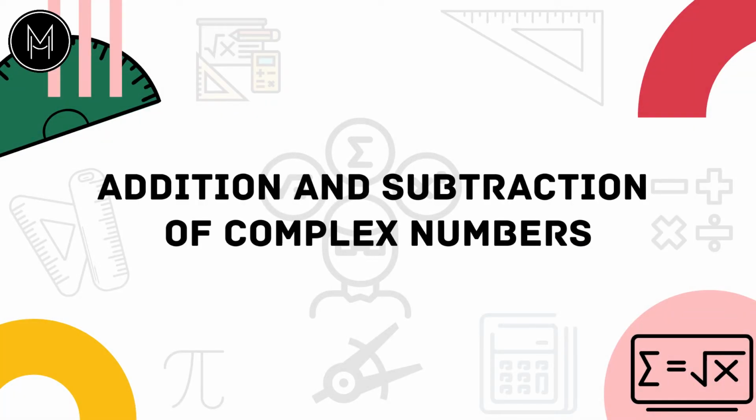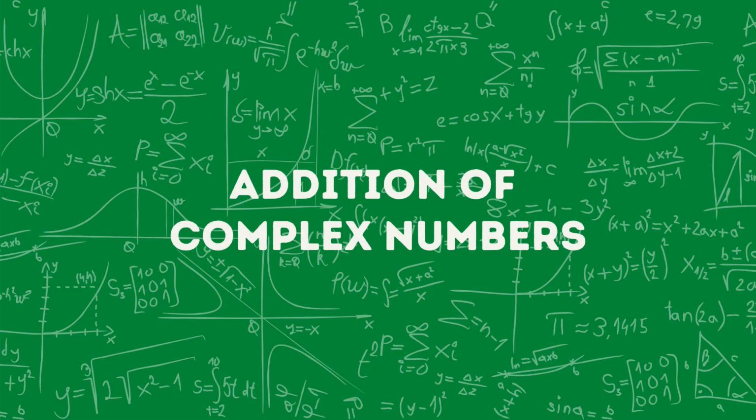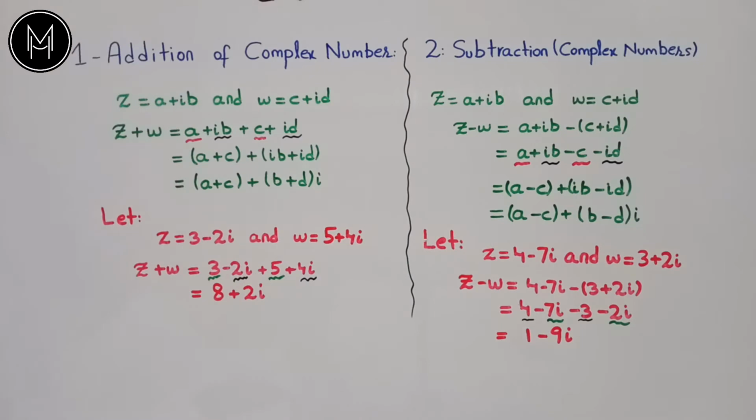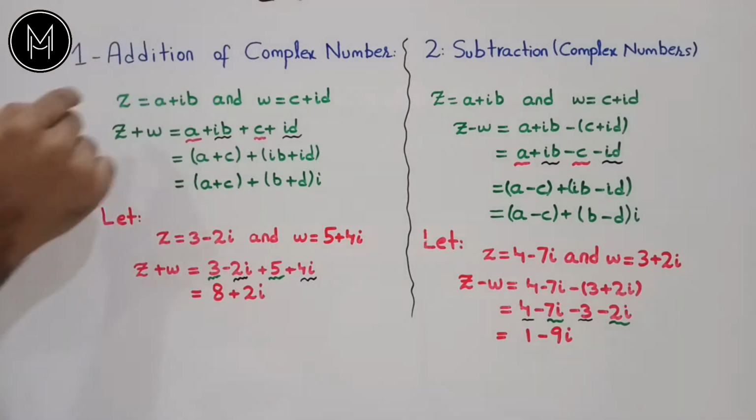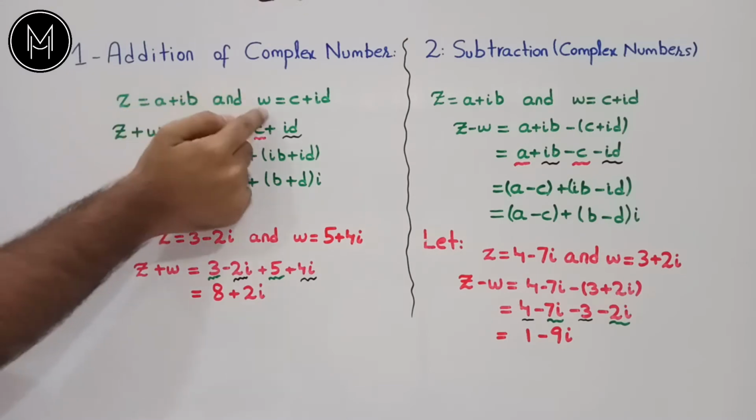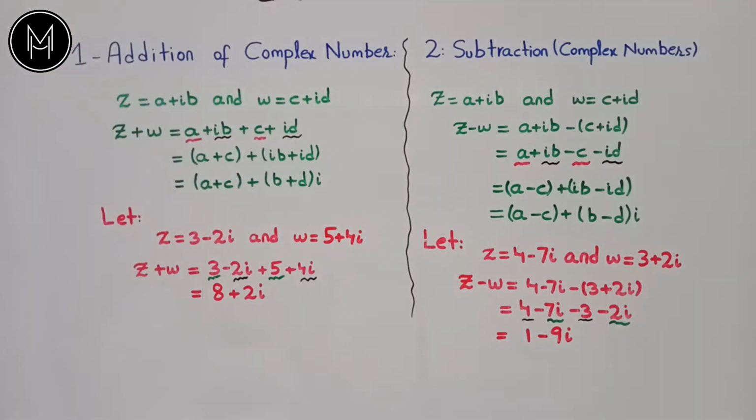For today's lecture, let's discuss the addition and subtraction of complex numbers. First, let's have a look at the addition of complex numbers and then we will discuss subtraction of complex numbers. For addition, let we have two complex numbers in general form, z and w. z is equal to a plus ib and w is equal to c plus id. Now we want to add these two complex numbers.